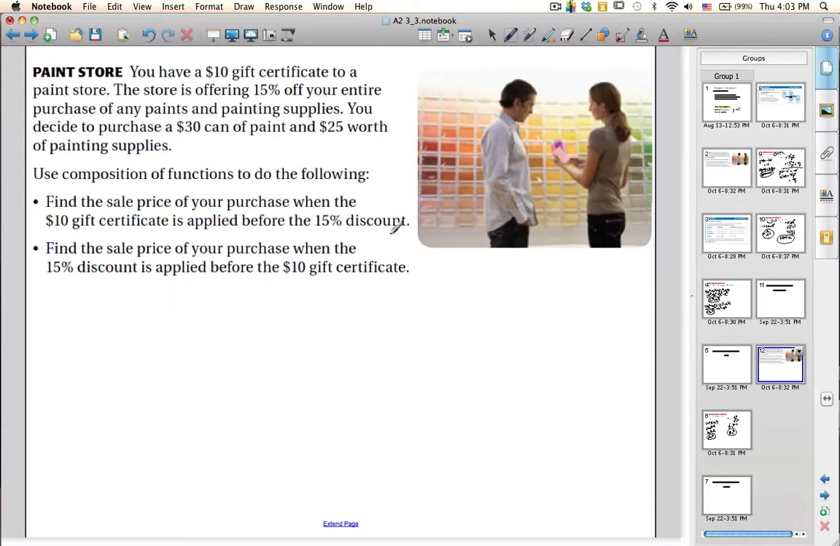So the key element to remember is that if I want to write these two functions, let's say I write an f function that takes off the $10 gift certificate. So it'd be the amount I spent minus $10. And then let's take the 15% discount. So g of x would be equal to 0.85 times x, right? Because 85% is 15% less than 100%.